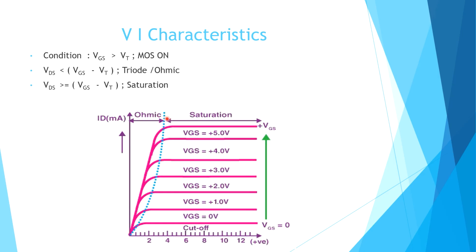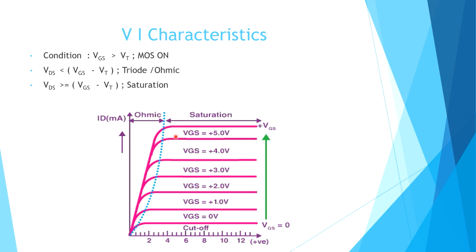In this region, you can see this blue dotted line. This is the pinch-off region for all these VGS voltages. After this pinch-off region, it enters into saturation. Before that, it is in ohmic, and to act as an amplifier, it remains in the pinch-off region.